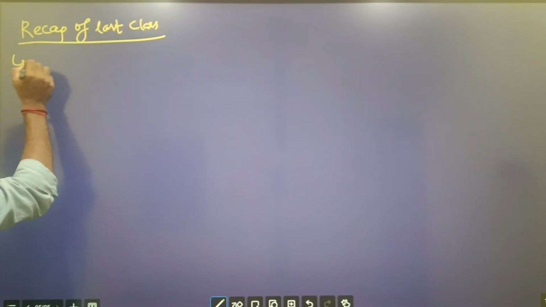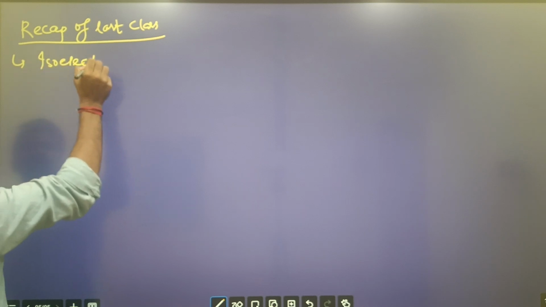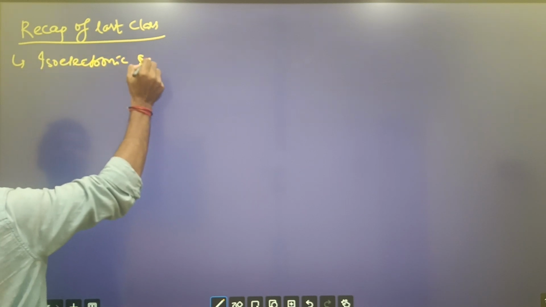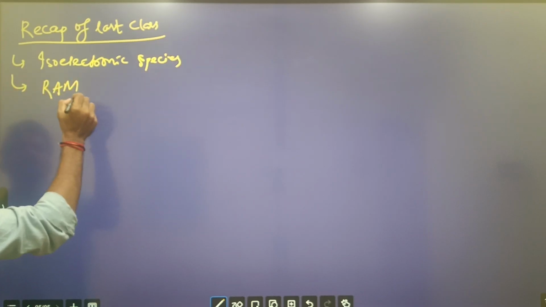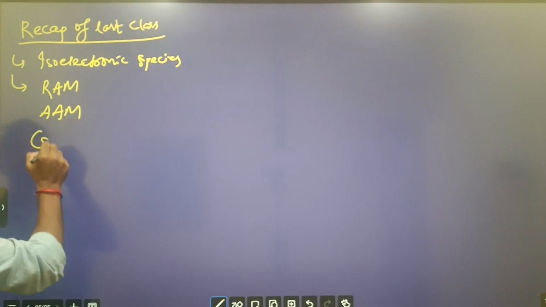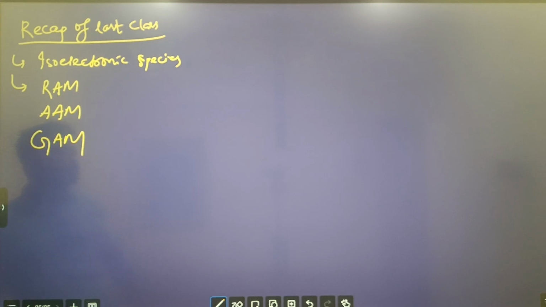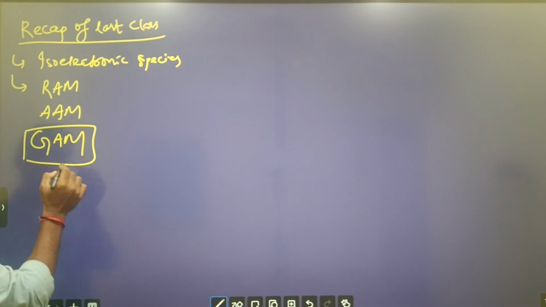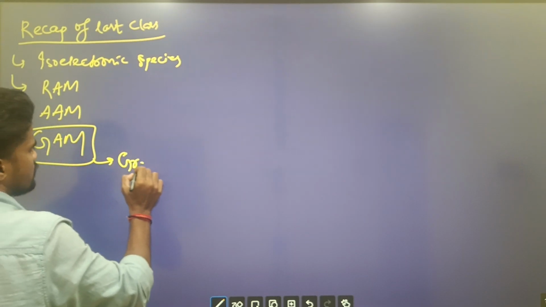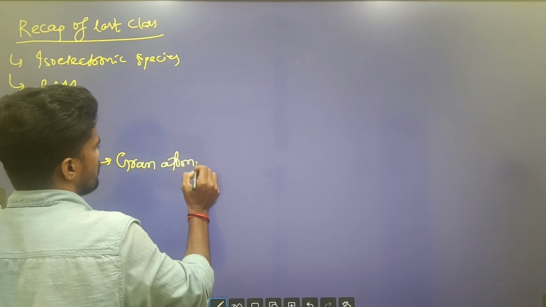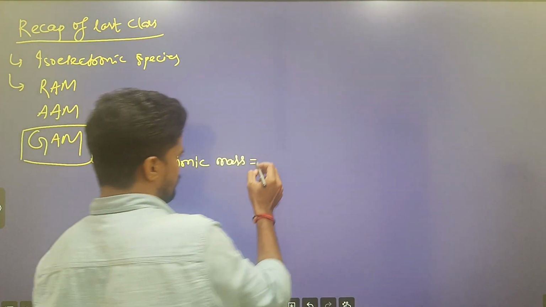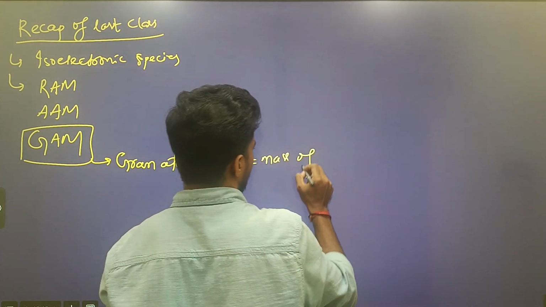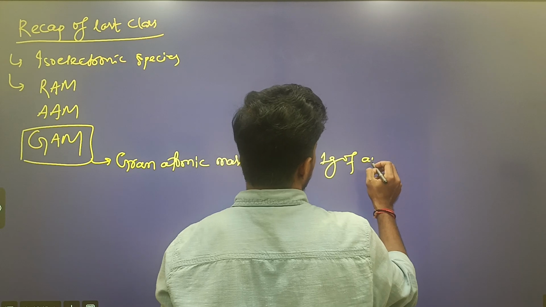What did we discuss in the last class? We discussed isoelectronic species, relative atomic mass, average atomic mass, and gram atomic mass. So in gram atomic mass, what did we discuss? That gram atomic mass is equal to the mass of 1 gram atom, the mass of 1 gram of an atom.